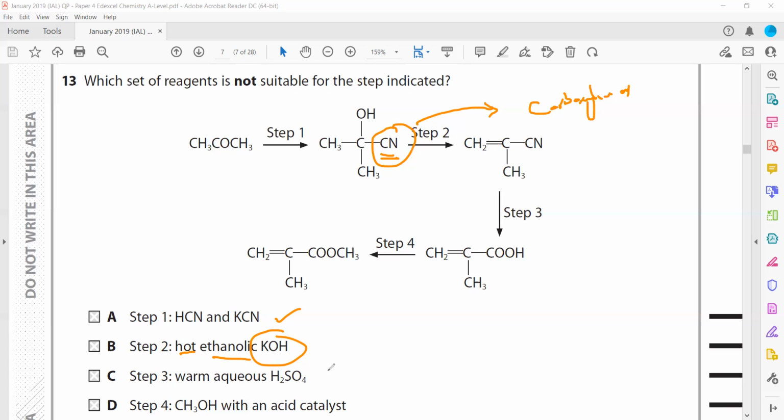Step 3, warm sulfuric acid, aqueous sulfuric acid. So again, carboxylic acid will be produced. Carboxylic acid reacts with alcohol, so it produces an ester. That is also correct. But why is B incorrect? B is only valid when we were having a halogen alkane. So elimination reaction occurred for that halogen alkane which produced alkene.